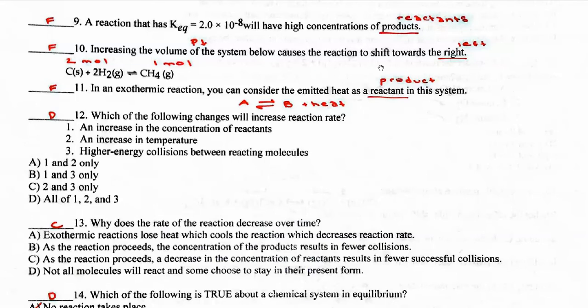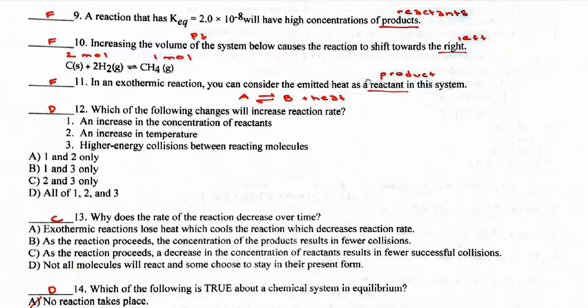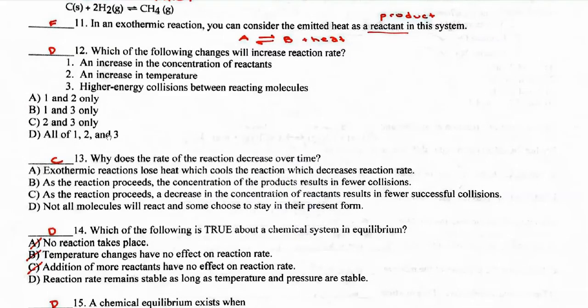11, in an exothermic reaction, you can consider the emitted heat as a product, like here. If I put heat on this side, that means that heat is being used up, which would make it an endothermic reaction. For 12, all of those apply. Those all cause an increase in reaction rate, which we talked about in class.